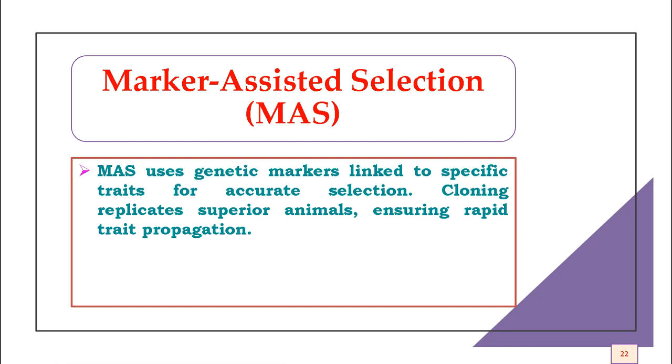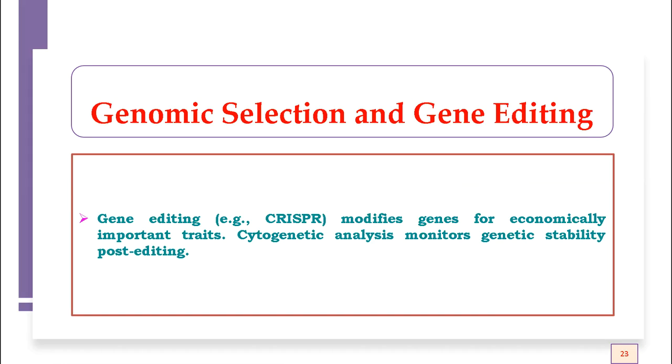Then marker resistance selection, it is selected for specific traits, an accurate selection. The cloned replicates are superior in case of animals and show rapid trait improvement also. So, what is a genomic selection?